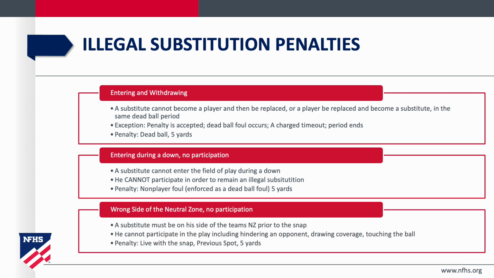Finally, a substitute must be on his side of the neutral zone when the ball is snapped. Keep in mind a substitute cannot become a player until he is on his side of the neutral zone, and therefore we can't have an encroachment foul. If a substitute cannot reach his side of the neutral zone before the snap, he can't participate in the play at all. This includes getting in the way of an opponent in any way, drawing coverage from the opponent, or touching the ball. This penalty is live with the snap and is 5 yards from the previous spot.